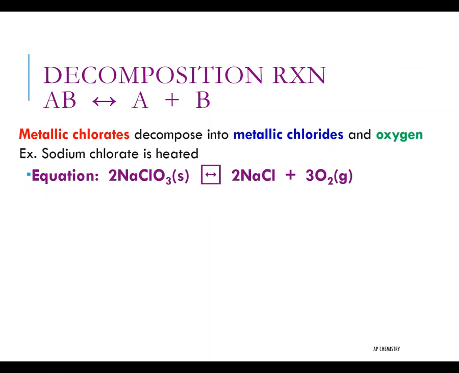Metallic chlorates decompose into metallic chlorides and oxygen. Sodium chlorate is heated. So we have the chlorate here, oxygen, and then we get the metallic chloride as our product. Basic thing here, just another pattern showing you're going to get oxygen gas. And like I said, you could test for that. Notice that if you put the match near it, the flame would get brighter.